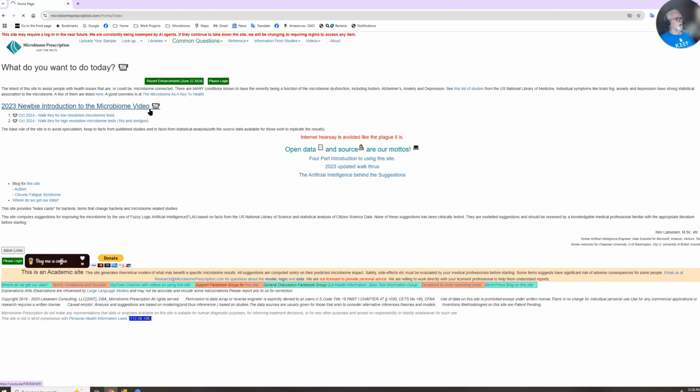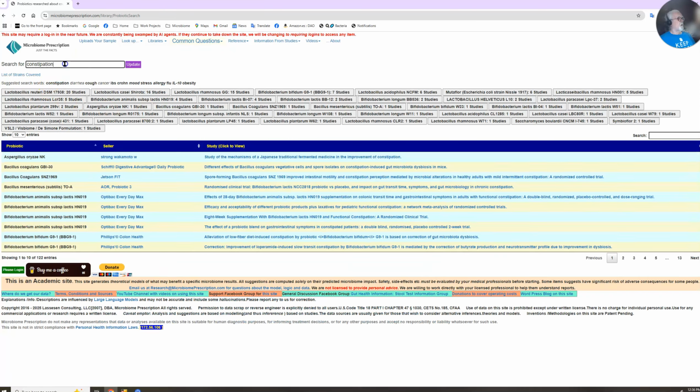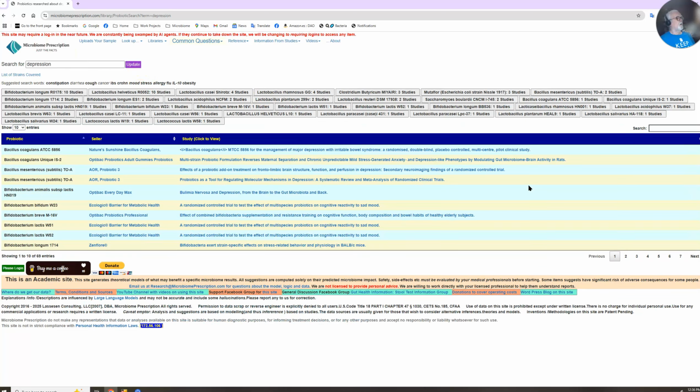Research probiotics by string is available there. We had constipation there, but let's suppose we work with the aspect which we have today called depression. And voila, we now have all the probiotics that have been studied for depression. Now, these are specific strains, which may or may not be available wherever you live. All these are strains which are technically available somewhere, and here's the name of the strains.